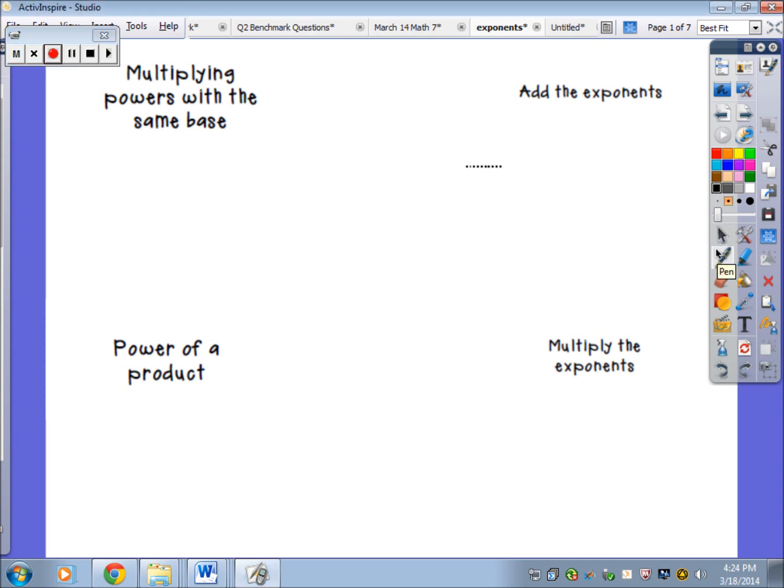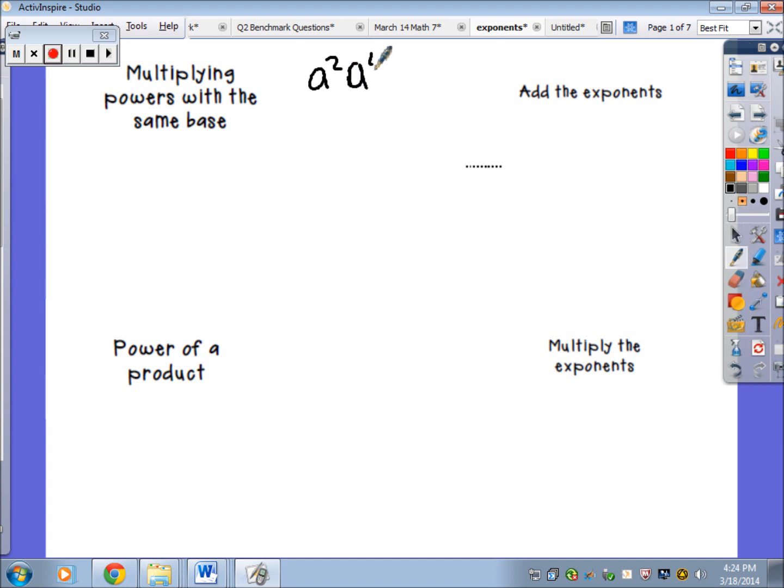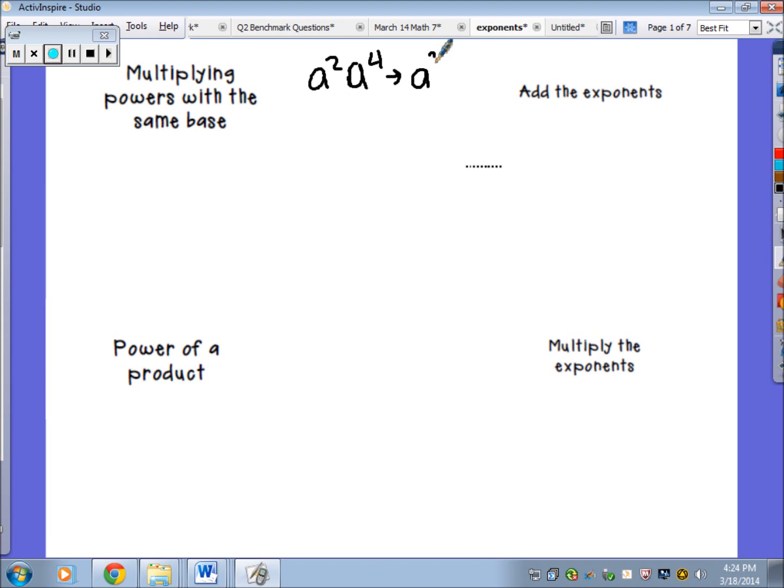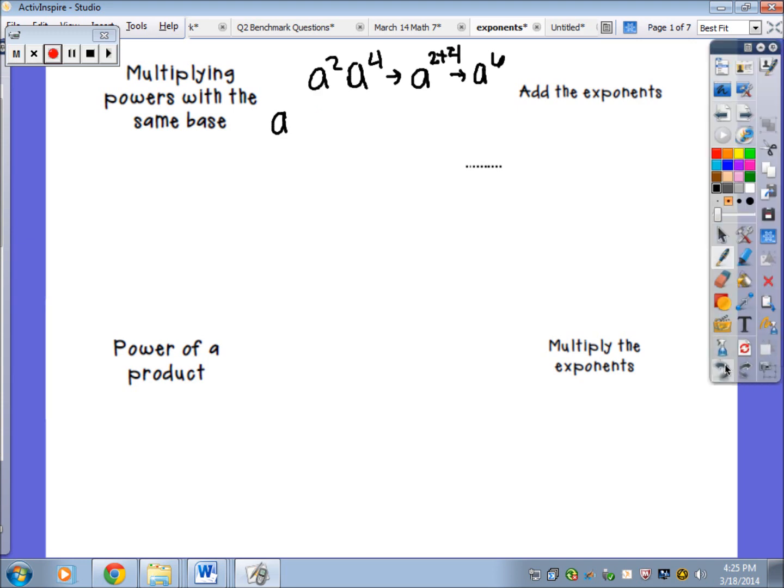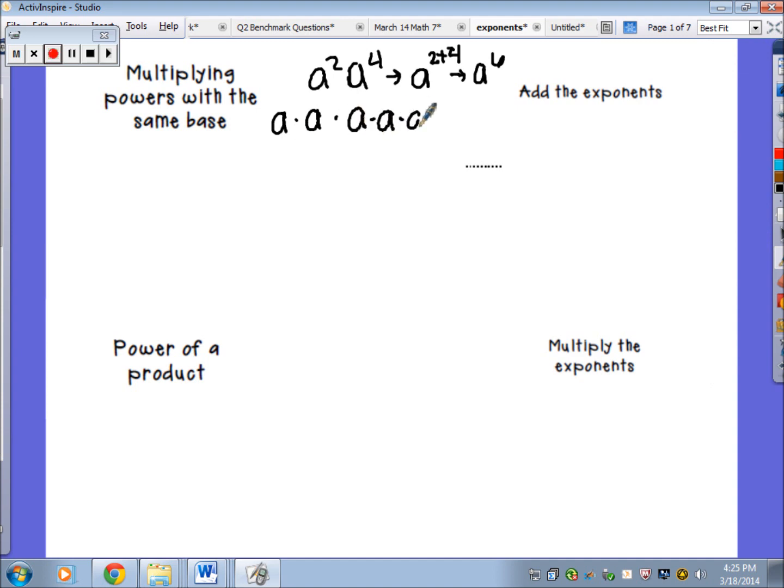An example of this would be if we have a squared times a to the fourth. This is the same thing as saying a squared, and then that squared is plus a 4. 2 plus 4 is 6, so it's just the same as a to the 6th power. And I can prove that to you by saying a times a, those are the a squareds, times a times a times a times a, the a to the 4th. 1, 2, 3, 4, 5, 6. That's the same as a to the 6th power.